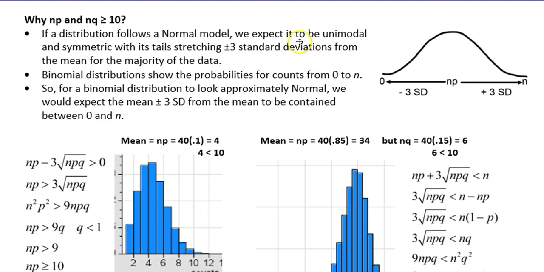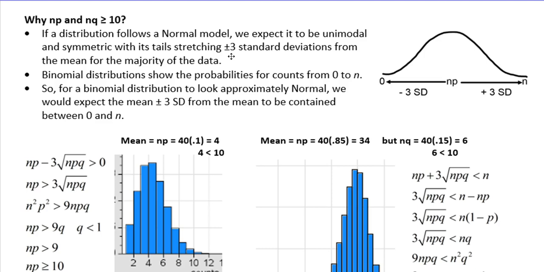If a distribution follows a normal model, we expect it to be unimodal and symmetric with its tails stretching about plus or minus 3 standard deviations from the mean. Actually, its tails stretch infinitely in both directions, but the majority of the data would fall within plus or minus 3 standard deviations from the mean.